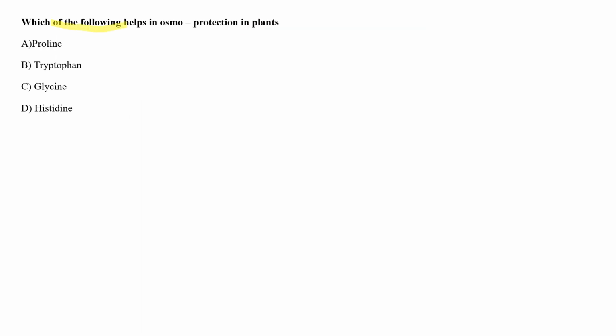Which of the following helps in osmoprotection in plants? A. Proline, B. Tryptophan, C. Glycine, and D. Histamine. So proline is used by the plants in osmoprotection. How? Because it serves as a compatible solute and as it is a molecular chaperone, so proline acts as an antioxidant also and serves as an ROS scavenger. ROS means reactive oxygen species scavenger. So the correct is option number A, proline.